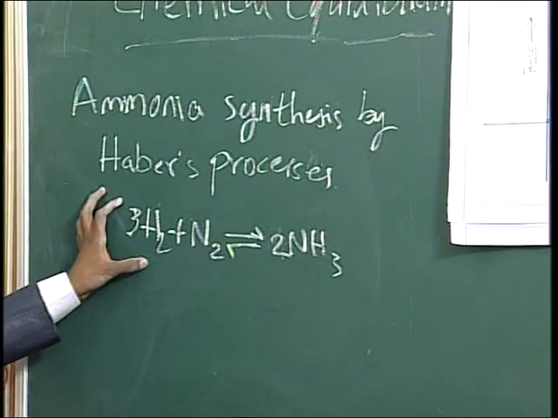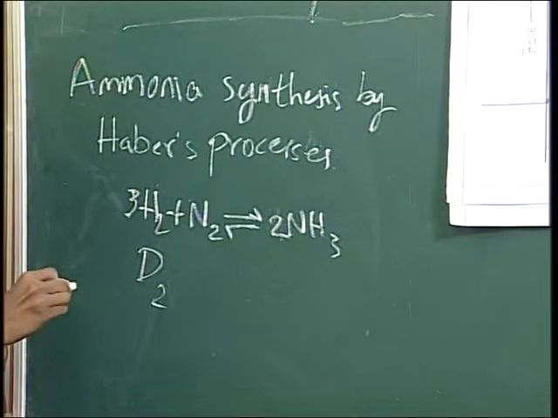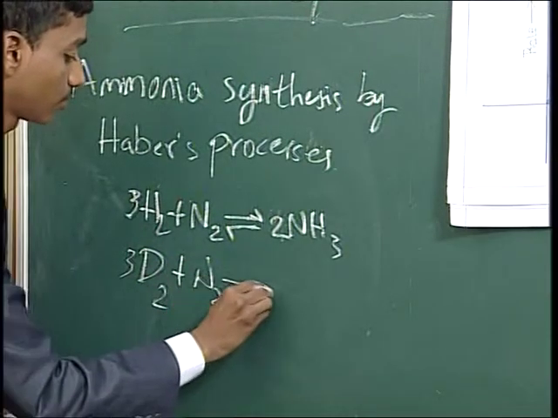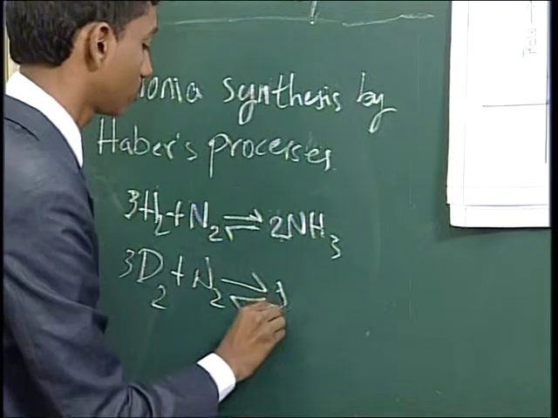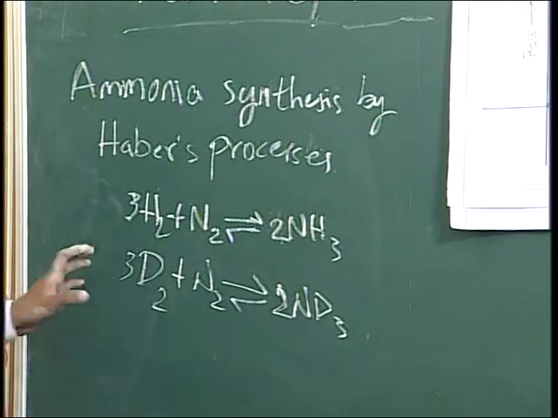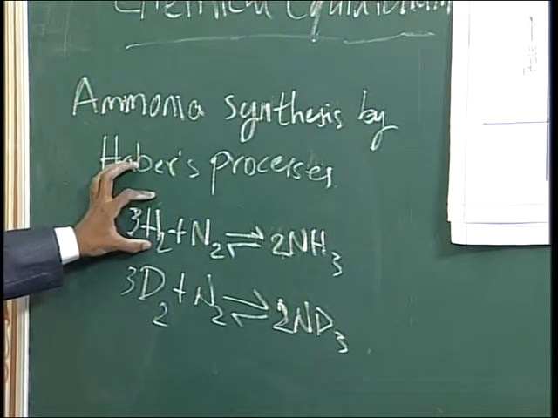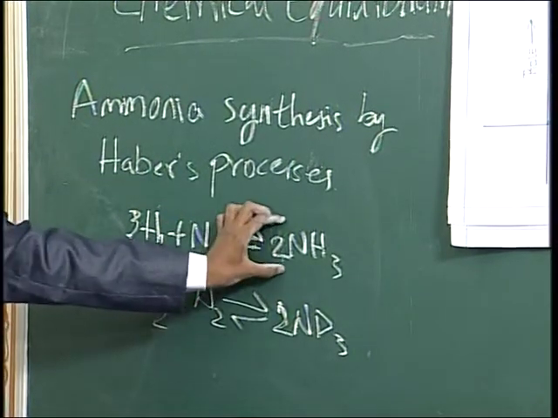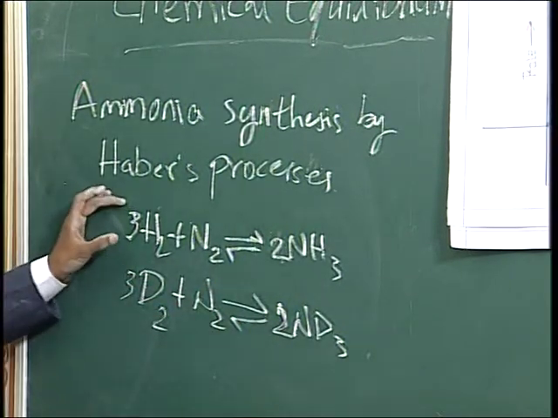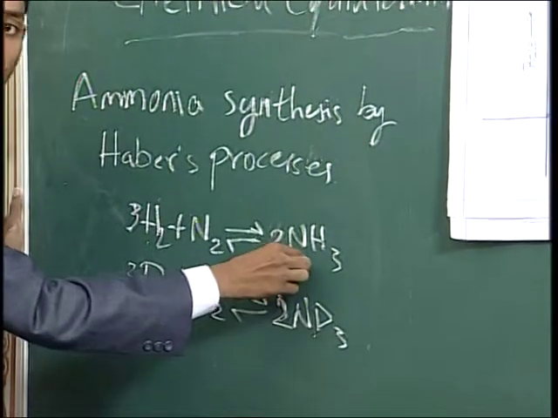Let us consider D2 in place of H2, which means we will place D2, nothing but deuterium, in place of H2, and here forms. In these experiments also, firstly the reaction which is starting either with deuterium D2 or H2 reaches the state of equilibrium and forms the ammonia. But here there is D2 instead of H2, and here ND3 instead of NH3.